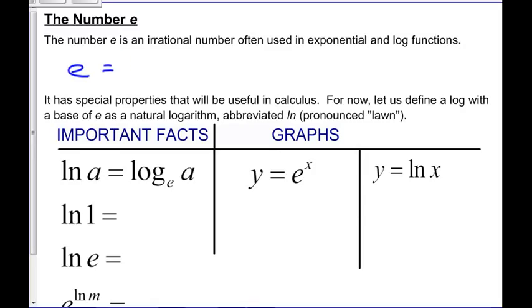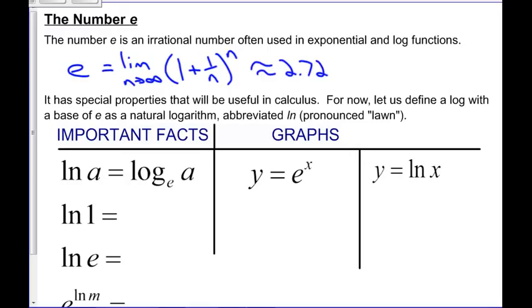It's the limit as n gets infinitely large of this expression. So if I put in bigger and bigger n values, if I put in 1,000,000 or 1,000,000,000, this gets closer and closer to a value that is roughly 2.72, but isn't exactly 2.72, just like pi isn't exactly 3.14. It goes on forever. It has no pattern in its decimals, and its decimals never stop. Okay, so that's the number e.